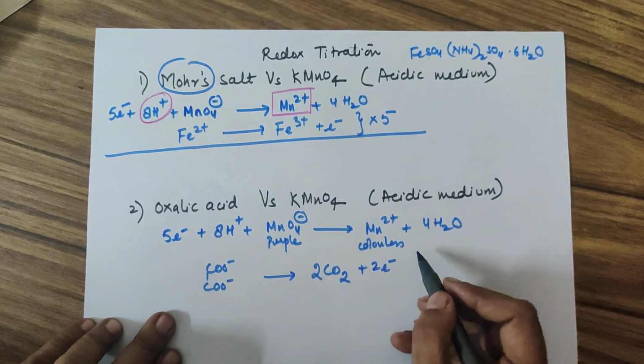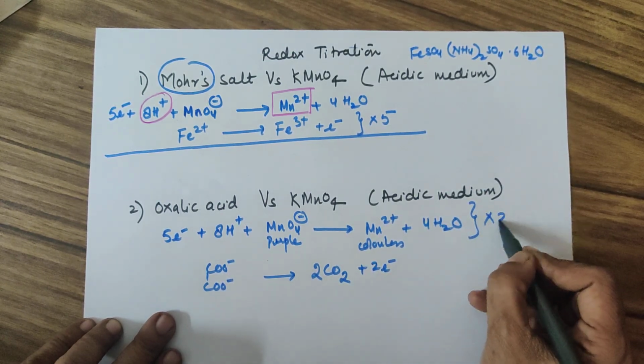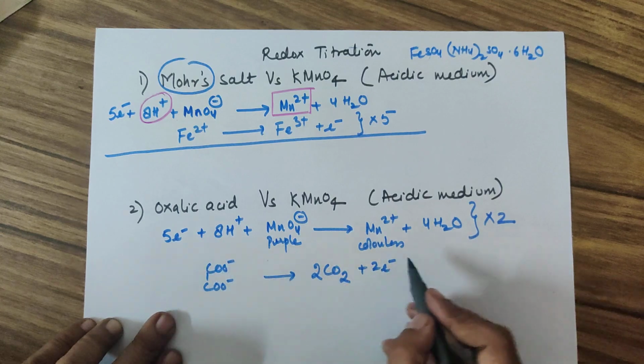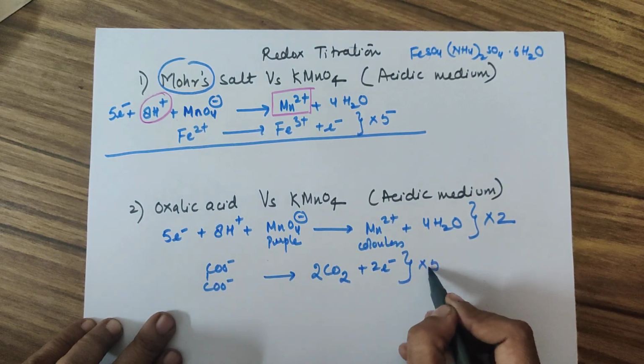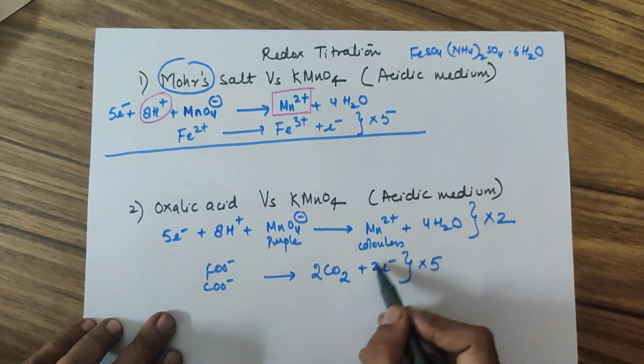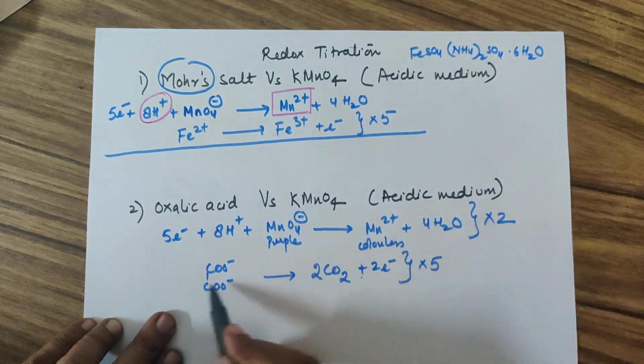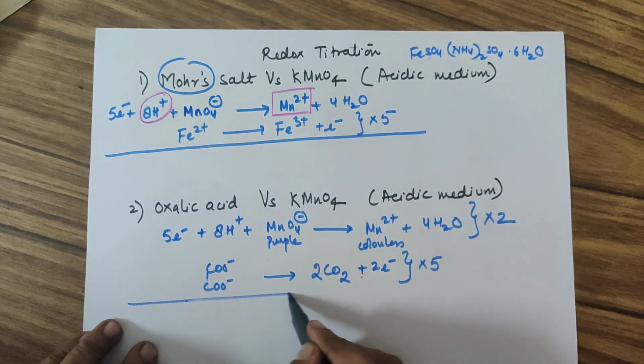Now if you want to add the 2, this is to be multiplied by 2, and this is to be multiplied by 5, so that electrons become 10. And then you can cancel electrons, everything else will be multiplied by 2 here, by 5 there, and you will get your net reaction.